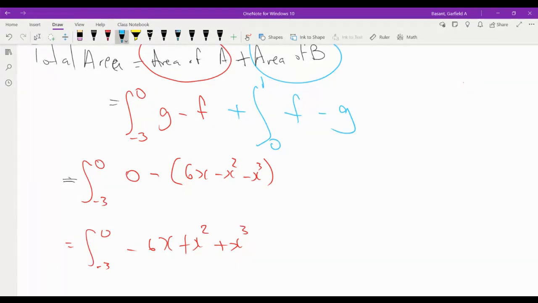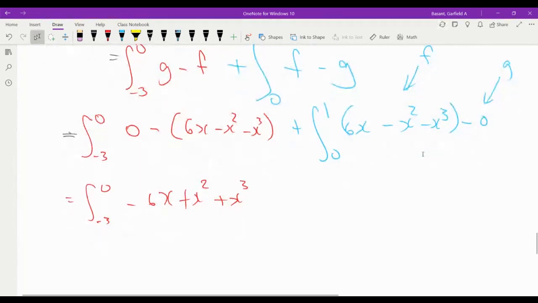Now let's do part B. This goes from 0 to 1 of F. F is 6x minus x squared minus x to the third, minus 0, since our G is just 0. It's F minus G. Sorry, that's my phone. 6x minus x squared minus x to the third.